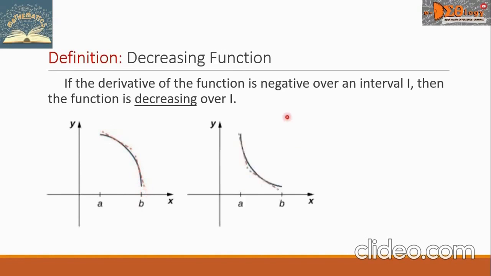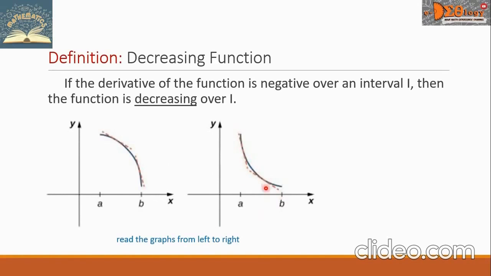Here is another example of a function over the interval from A to B. This is the graph. On the graph, we can see two examples of tangent lines. This is the first tangent line. This is the second tangent line. We can observe that the tangent lines are leaning to the left. It gives us idea that the slopes of these tangent lines are negative.